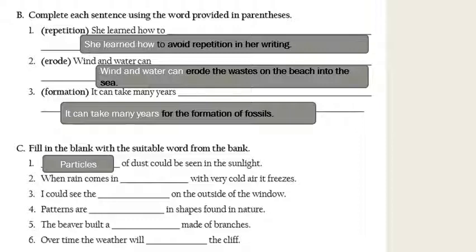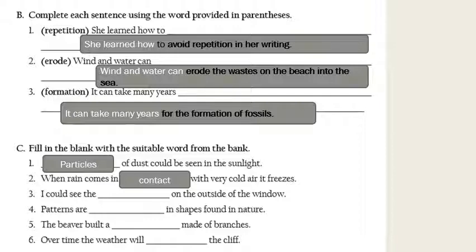When rain comes in with very cold air, it freezes. When the rain comes in what? What do we mean here? Inside? For sure, not inside. So we have rain and we have cold air. What do they do together? They touch each other. Okay, so they come in contact. When rain comes in contact with very cold air, it freezes.